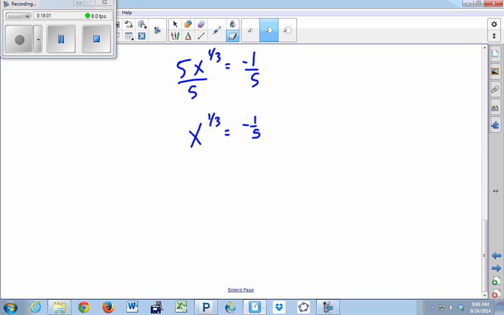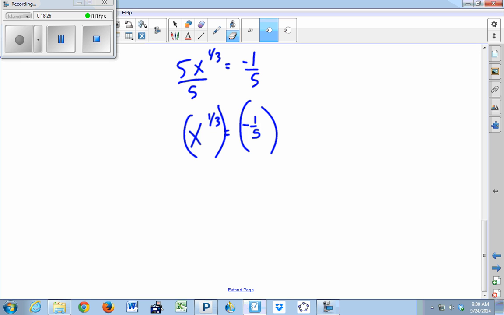And now we have to undo. Some of you may prefer to call this the cube root and use your radical symbol, the cube root of x, or we can use what we did the other day. We can raise both sides to a power that when we multiply 1/3 by this power, we'll get x to the first. And what was that magical number that would do that?